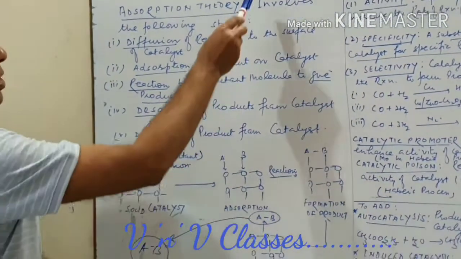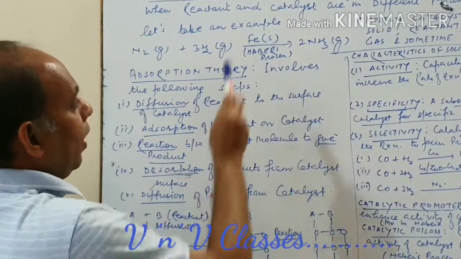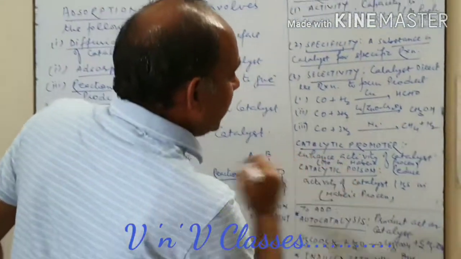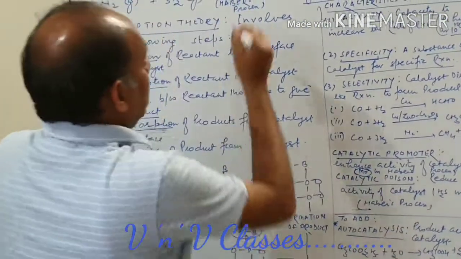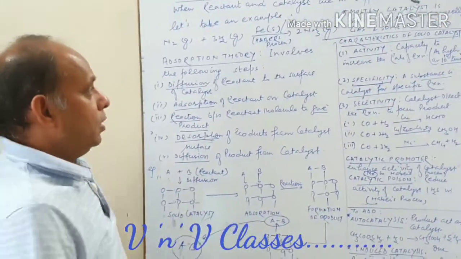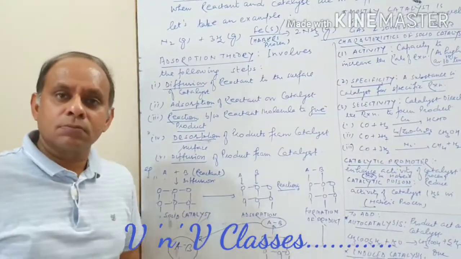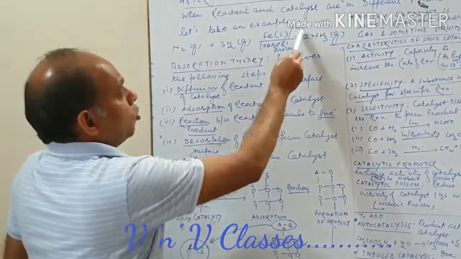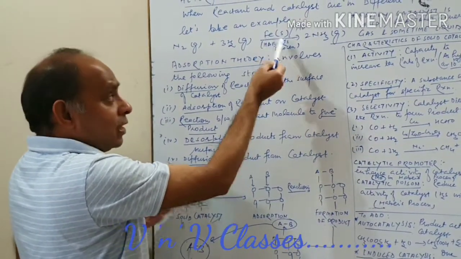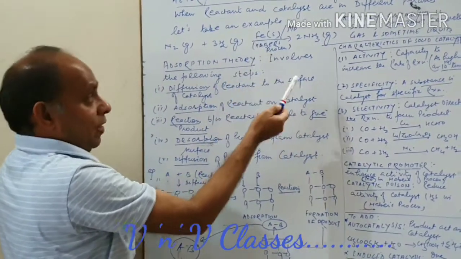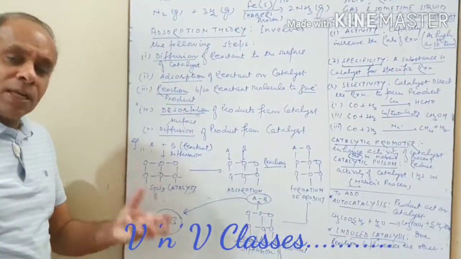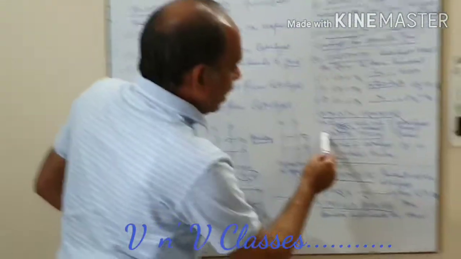For example, this is Haber's process of formation of ammonia. Here iron is going to act as a catalyst. Now when you add molybdenum to it, molybdenum is a promoter. It is a catalytic promoter. What does it do? It enhances the activity of catalyst iron, so that iron can work better and increase the rate of reaction faster. This is catalytic promoter. Similarly, we have catalytic poison.